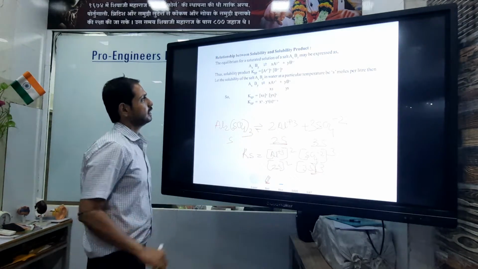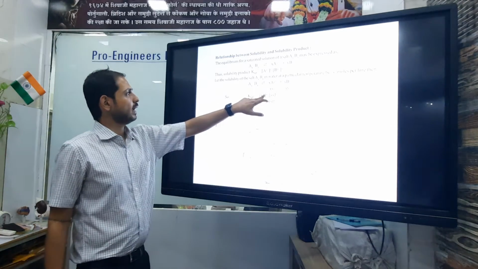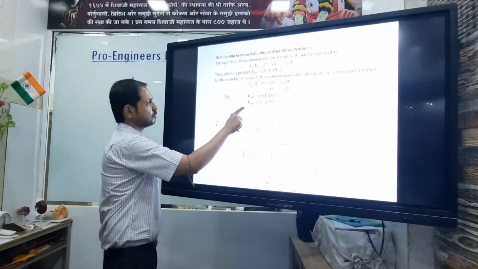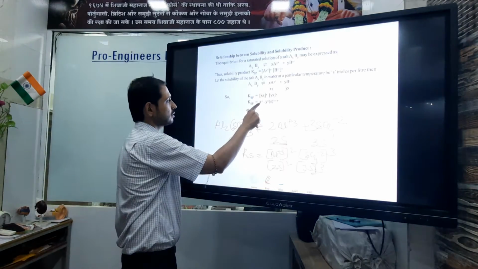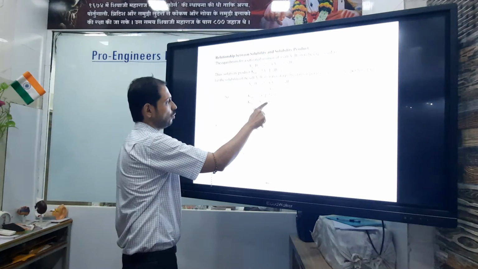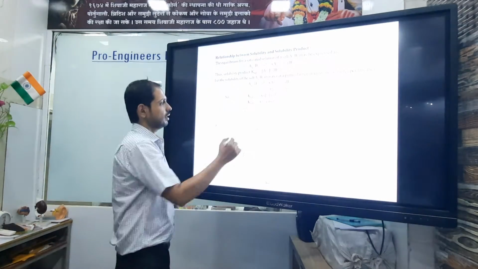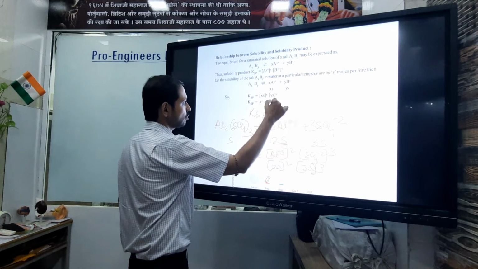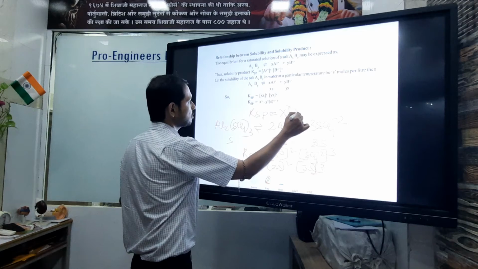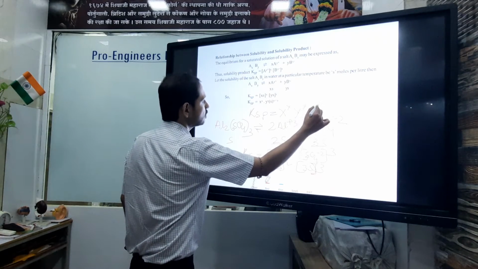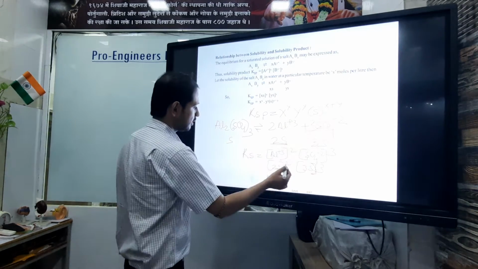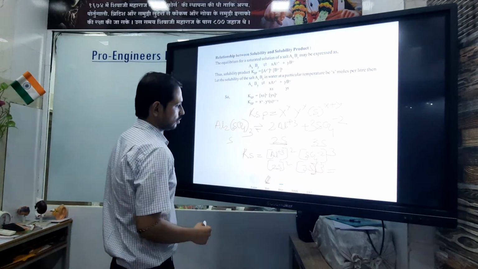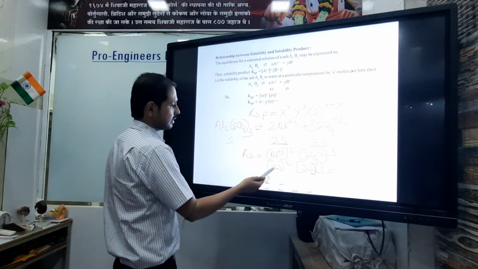Same thing they are also writing: xS raised to x and yS raised to y. So now KSP is equal to x raised to x, y raised to y, S raised to x plus y. That is the ultimate formula of KSP with the solubility, right? x raised to x, y raised to y, S raised to x plus y. If we also apply it for aluminum sulfate, we'll get the same relation.